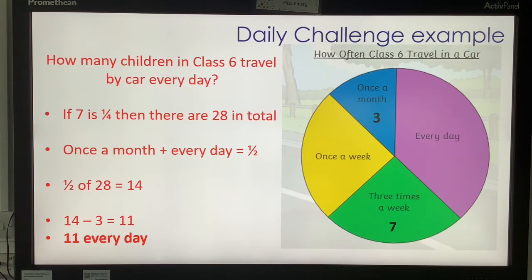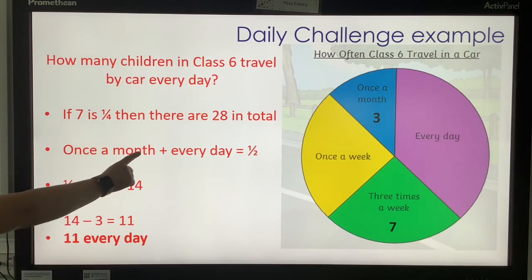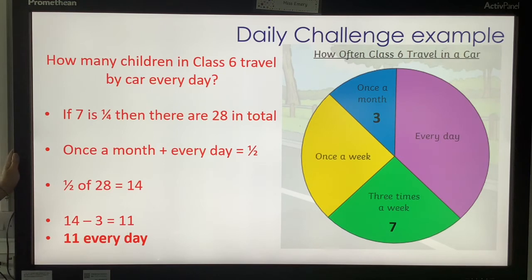If once a month and every day together is 1/2, you know that 1/2 of 28 is 14. So you know that once a month plus every day gives you 14. Now, once a month has been labelled. You know that 3 children travel by car once a month. So you need to do 14 for our 1/2, take away 3 for once a month, and you are left with 11. That tells us that 11 children come by car every day.